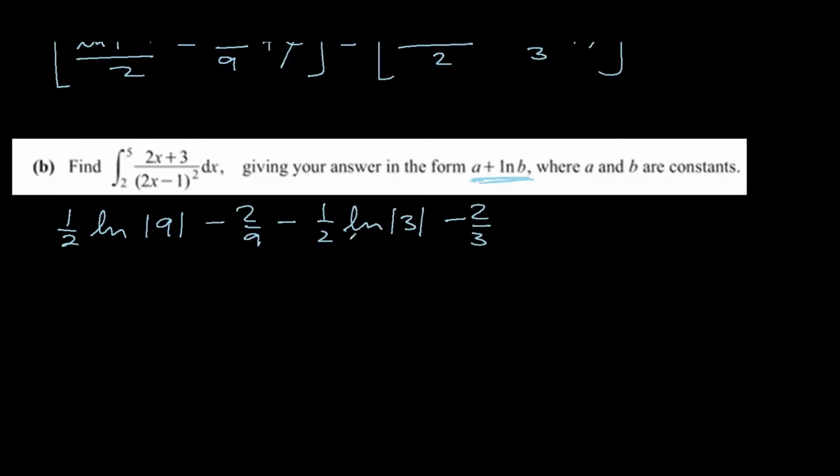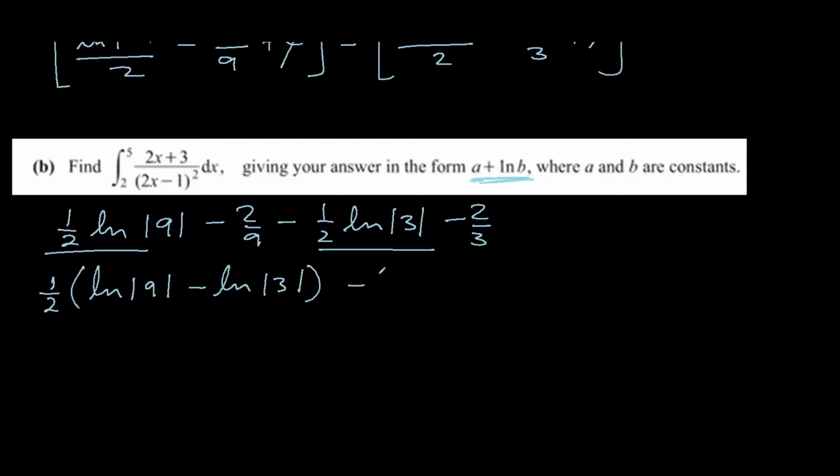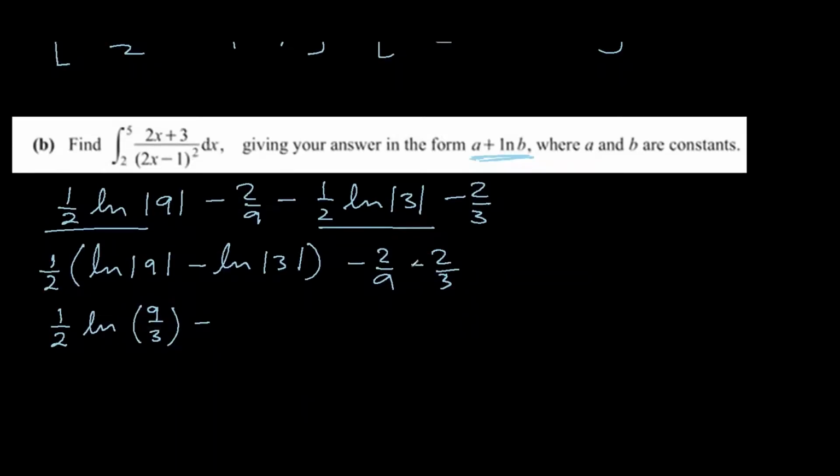So first let's take half common out of these two lns, and they become natural log 9 minus natural log 3. These two, half taken common, and we are left with minus 2 ninth minus 2 third. So since two logs are subtracting, we can divide the contents now by making them one log, 9 over 3. Both of them are negative. Are you sure they are negative? No. This 2 third will be positive.